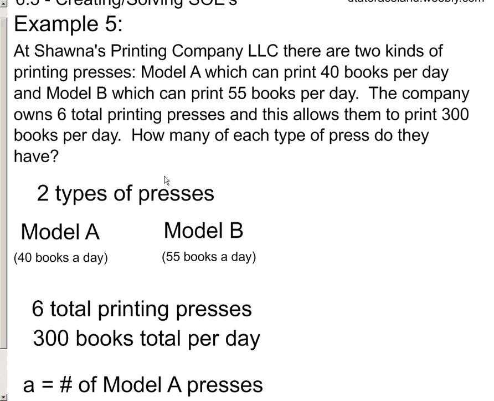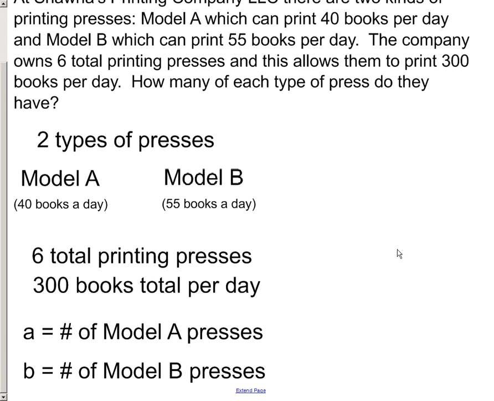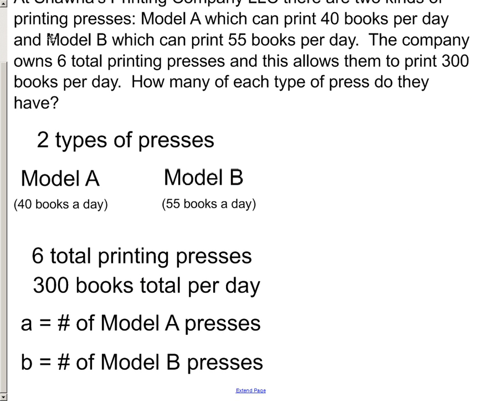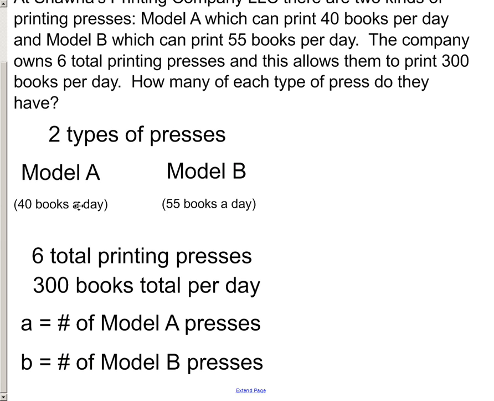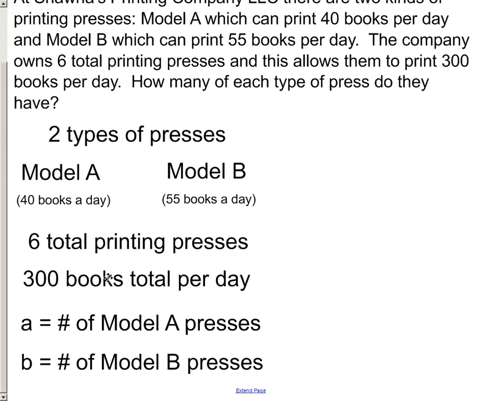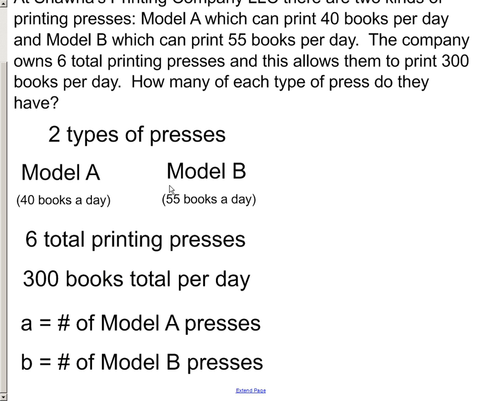Now, the great thing is because I've unpacked all the information, and in fact, I even know what I need to solve. I need to solve for A and B. I don't have to look at this again, not unless I think I made a mistake. So let's just take a look at all of our pieces of information, and gently tread our way through and see what we can make of all this. I have 2 types of presses. I also have 6 total presses. So if I said A plus B, the number of type A's and the number of type B's, it should equal 6 total presses. So there's my first equation.